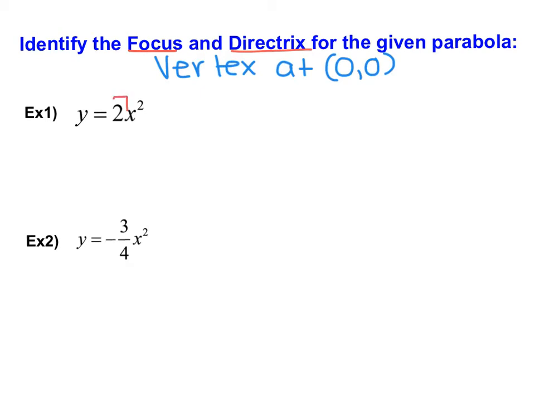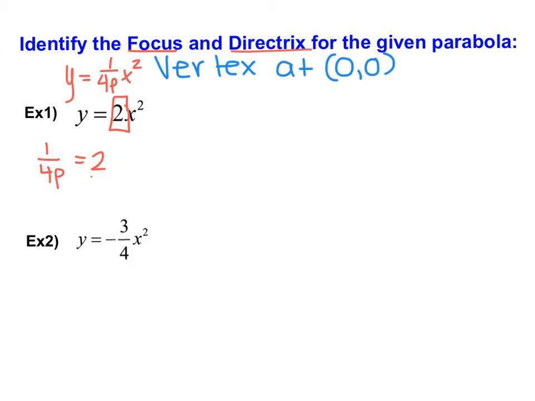Now remember, typically this equation is y equals 1 over 4p x squared. So what this equation is really telling us is that 1 over 4p is equal to 2. In order to find our focus and our directrix, we need to find our p value. This might seem complicated, but we can go back to Algebra 1 and use the concept of a cross product to help us solve for p here.